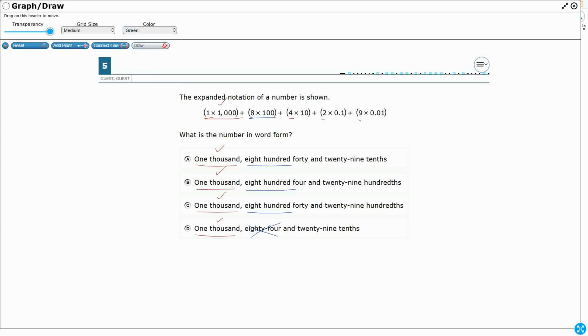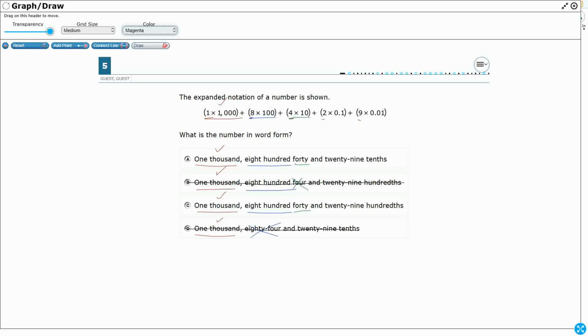Let's look at 4 10s, which is 40. So I've got 40. Oh, look at B. It just says 4. And D is already out. So we're going to go ahead and just cross these out. Haven't even got to the decimals yet, and I've already crossed out B and D.